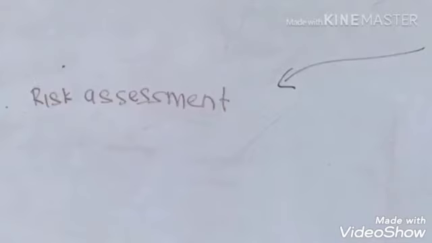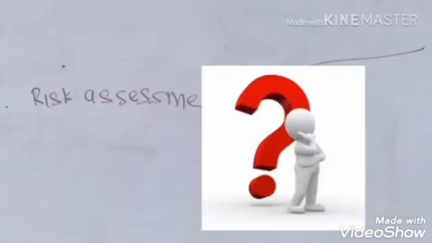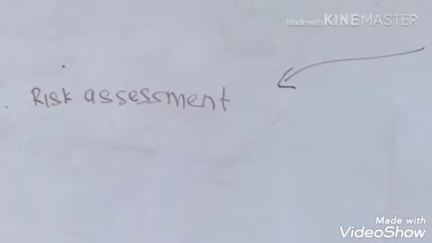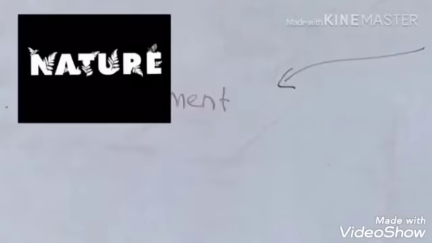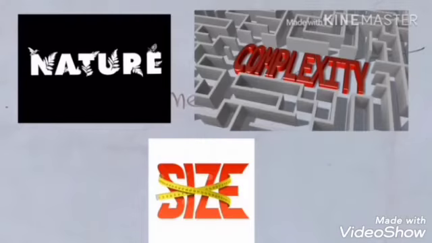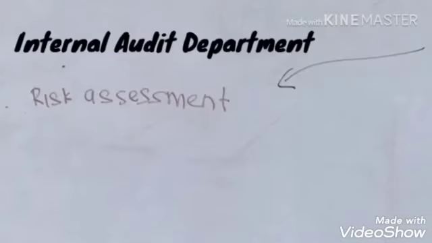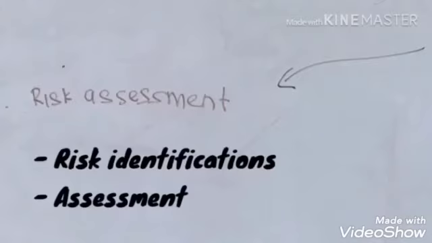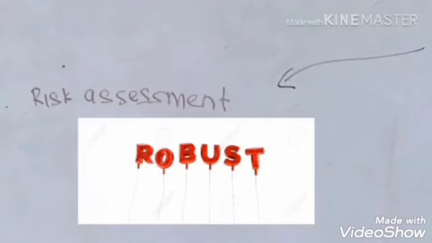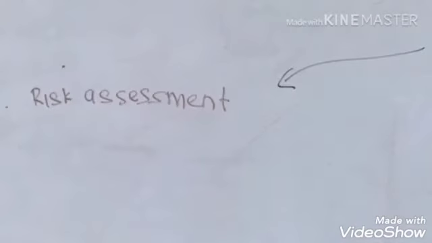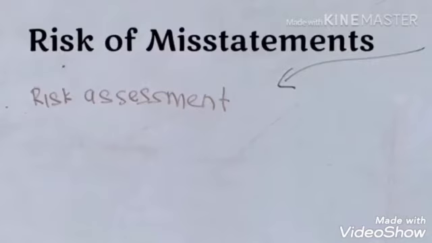The risk assessment process forms the basis of how management determines the risks to be managed. These processes will vary hugely depending upon the nature, size, and complexity of the organization itself. However, larger organizations will have internal audit departments whose roles focus heavily on risk identification and assessment. If the client has robust procedures for assessing the business risk it faces, the risk of misstatement overall will be lower.